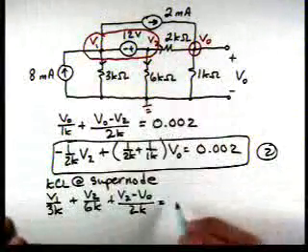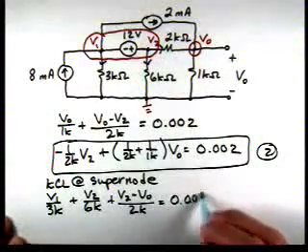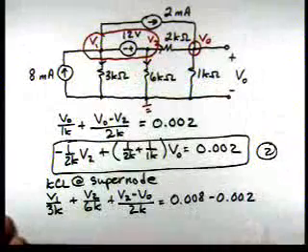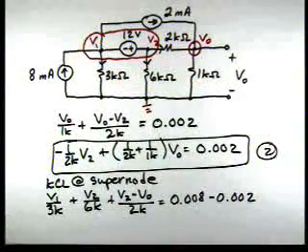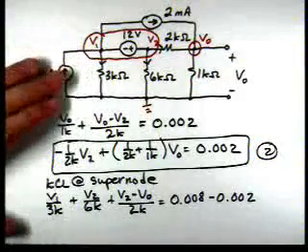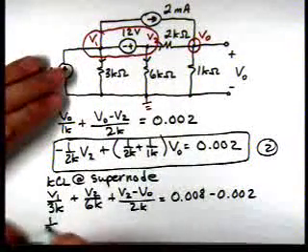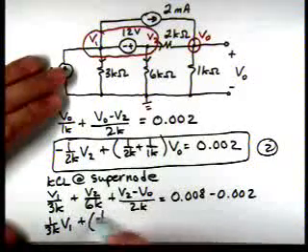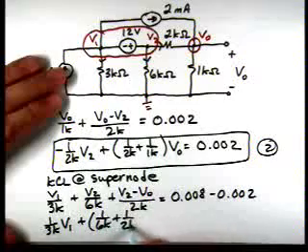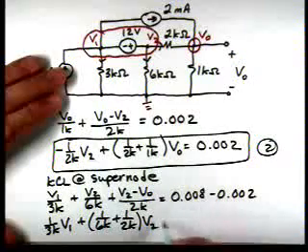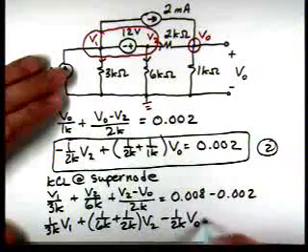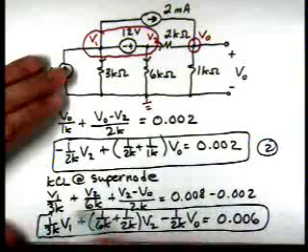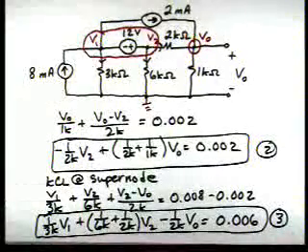We have a current source entering over here, so we get 0.008. And then we have a current source leaving, so we have minus 0.002. So there's our KCL equation. Now let's simplify that a little bit. It's 1 over 3K times V1 plus 1 over 6K plus 1 over 2K times V2 minus 1 over 2K times V0 is equal to 0.006. So there's our third equation.